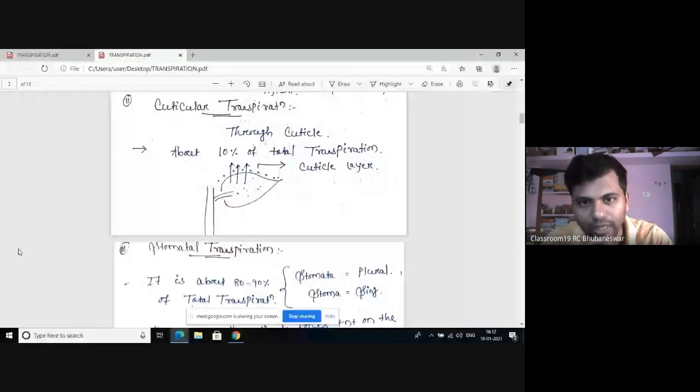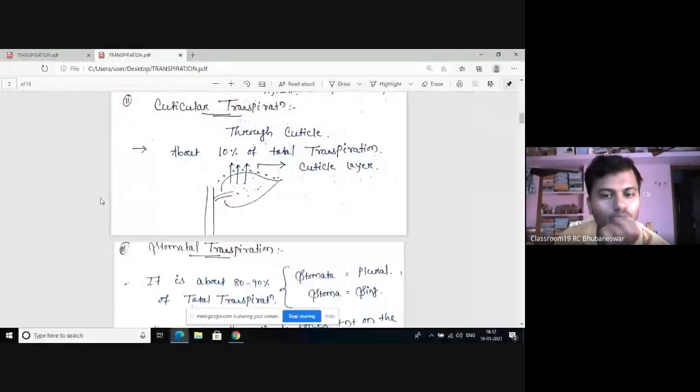Have you ever touched or seen the cuticle? Yes or no? Where is the cuticle present? On the surface of the leaf.